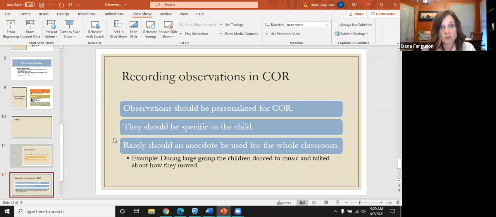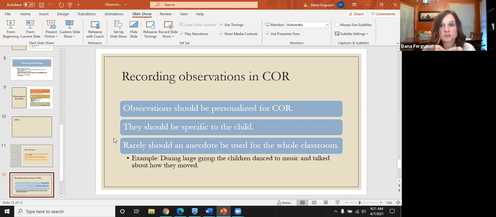So all the children were dancing and moving and talked about how they moved, but how did my child dance and how did they move? How did they talk about it? It really doesn't give me any clear picture of that at all. So if this is the activity for the large group, that's fine, but you need to individualize the anecdote. So it would say, during large group, Stacy danced to music, moving her body back and forth, swaying back and forth, or stomping her feet while walking around the carpet, something like that, and said, I'm stomping my feet, I'm swaying back and forth.